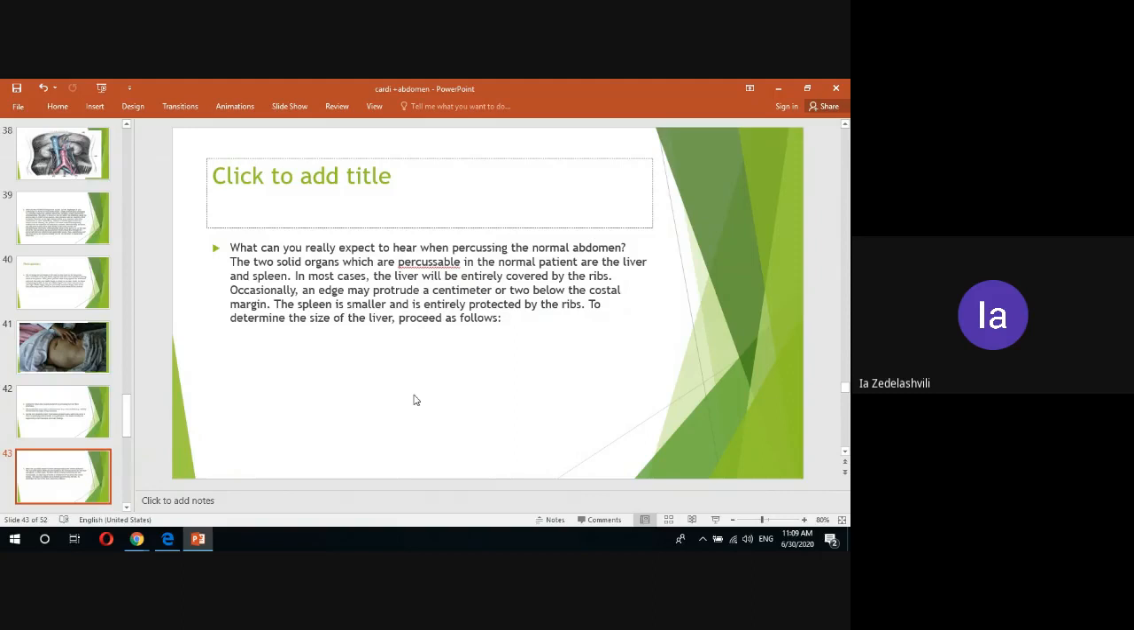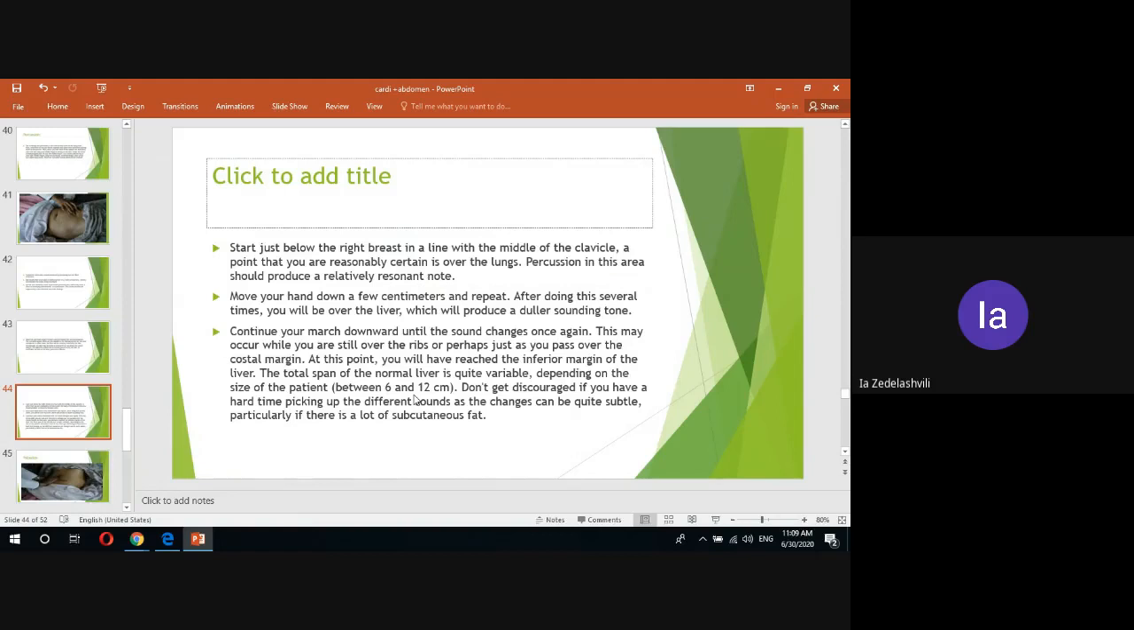To determine the size of the liver, proceed as follows. Start just below the right breast, in a line with the middle of the clavicle, a point that you are reasonably certain is over the lung. Percussion in this area should produce a relatively resonant note. Move your hand down a few centimeters and repeat. After doing this several times, you will be over the liver, which will produce a dull sounding tone.